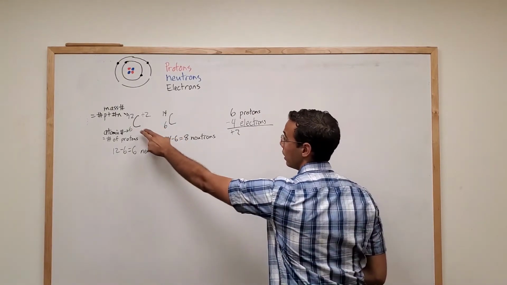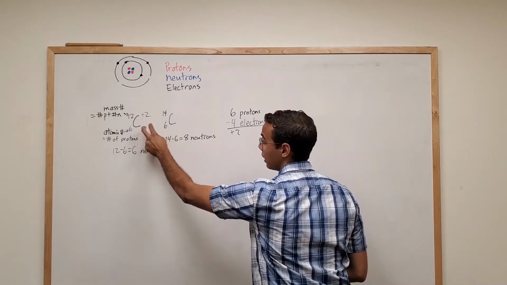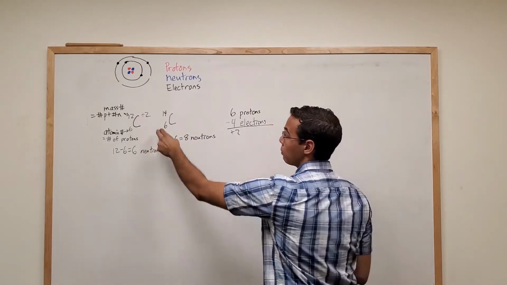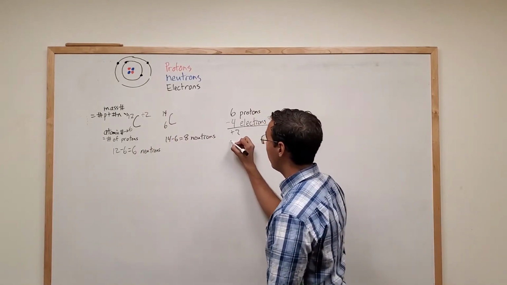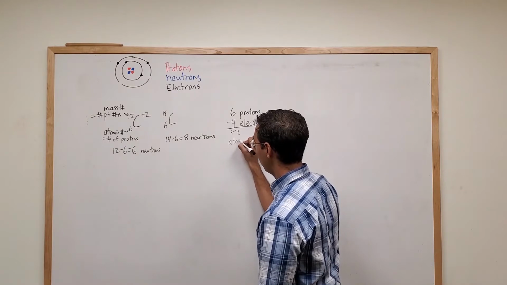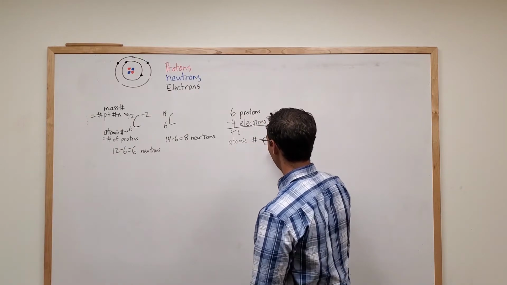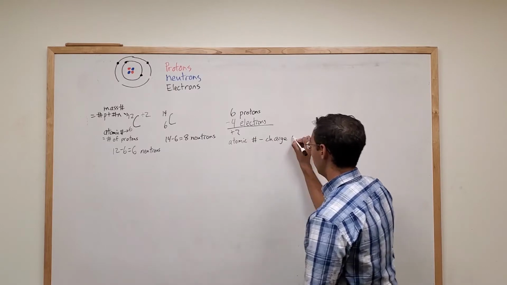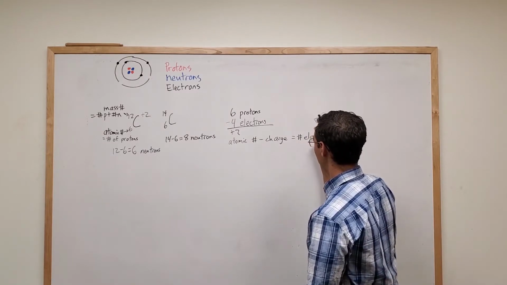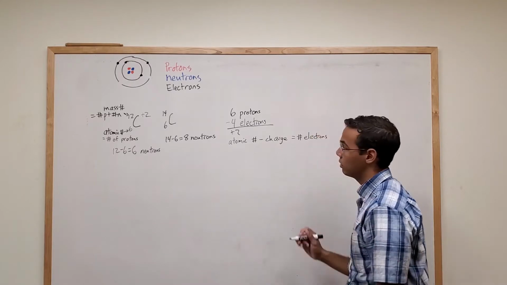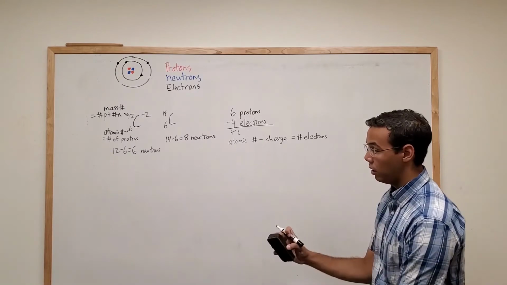You take the number of protons, and if this is a negative number, you add the two together to get the number of electrons. If it's a positive number, you subtract it. So another way to think about it is atomic number minus charge equals the number of electrons. Okay? So let's go ahead and do another example where we're going to wrap all this together.